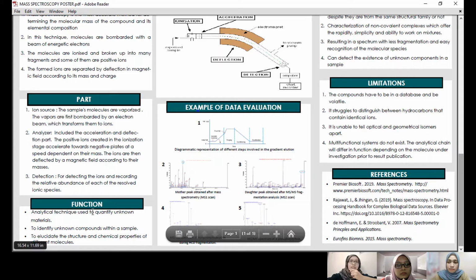Next, I will present about the function of the mass spectroscopy. The first function is that mass spectroscopy is an analytical technique used to quantify known material. The second one is to identify unknown compounds in the sample. The third one is to determine the structure and the chemical properties of different molecules.